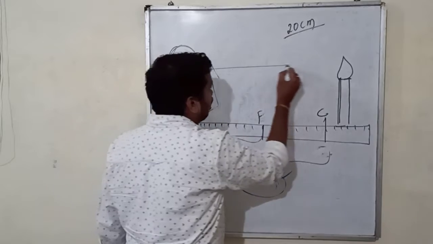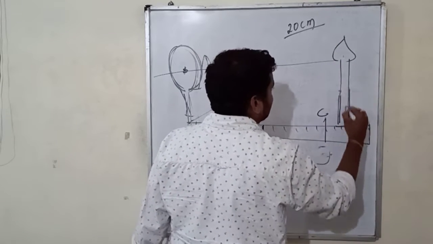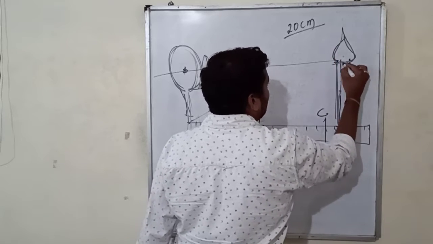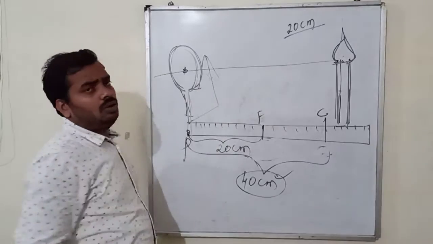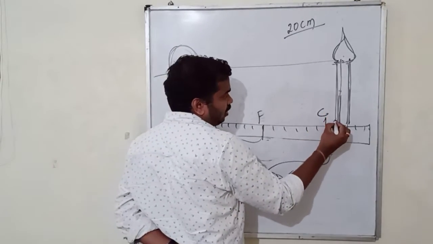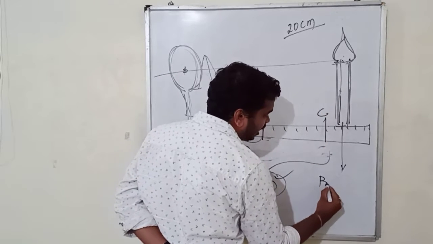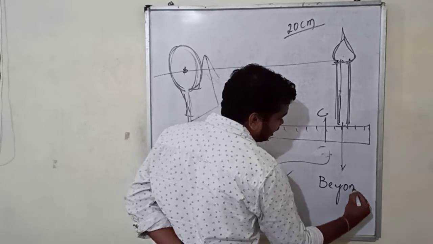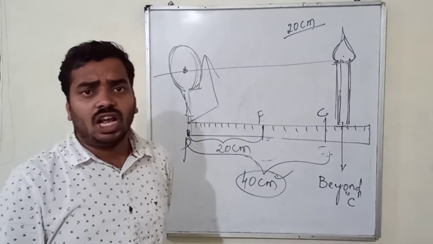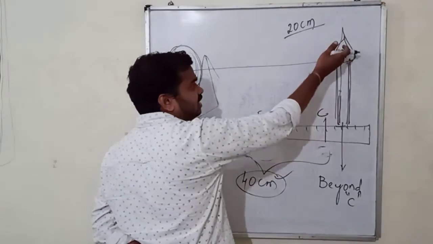If you draw a normal from the pole, you try to consider the flame above it. You try to consider that the flame lies above the principal axis. Now you try to see here, the object is placed beyond C, beyond the center of curvature.